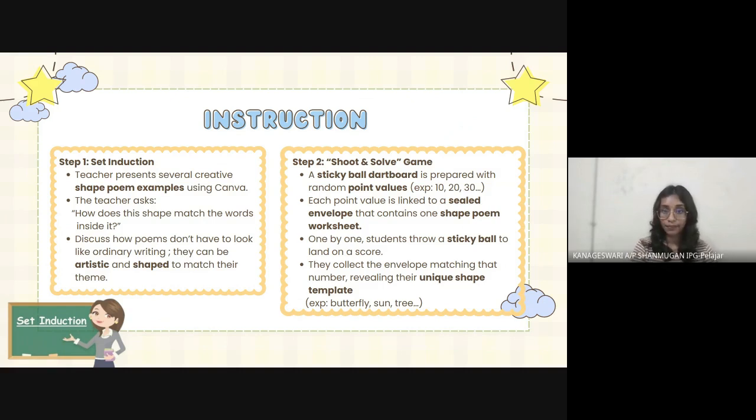And the next step, we are going to play a game called Shoot and Solve. This activity adds a bit of excitement and helps the students choose their shape of the poem. Here's how you can set it up.